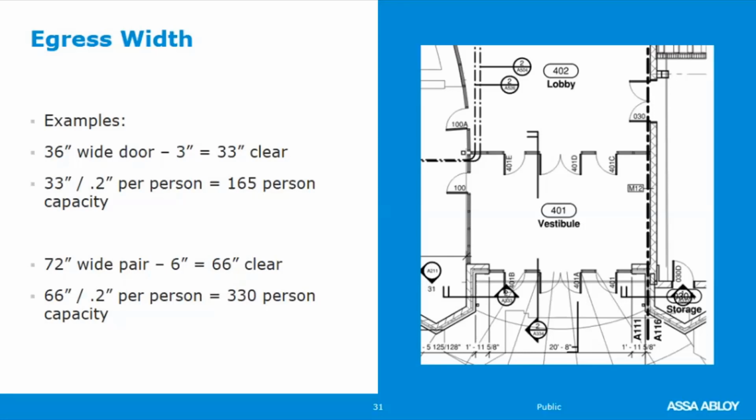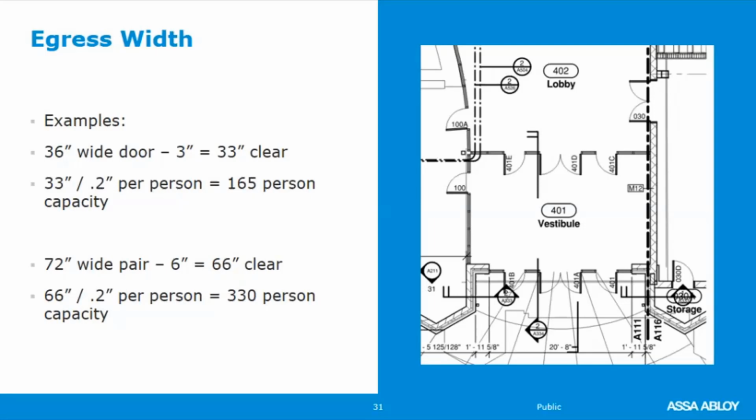subtract 3 inches from a single door to get the clear opening width. For example, the 36-inch wide door, which is most common in commercial construction, if we subtract 3 inches, we have 33 inches clear. And what is the capacity? If we take the 33 inches and divide it by 0.2 inches per person for a non-sprinkler building, that means that every 3-foot leaf has a capacity of 165 people.